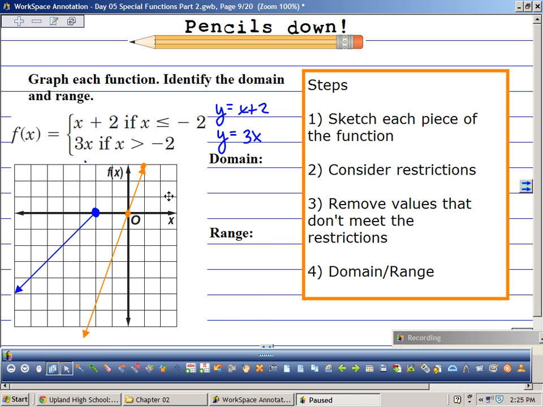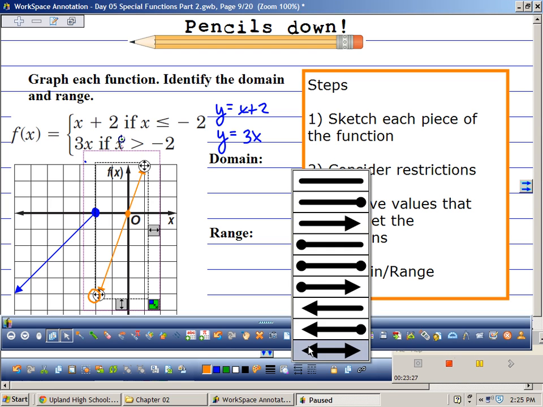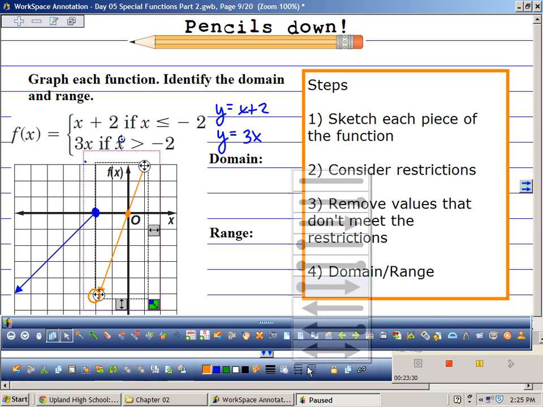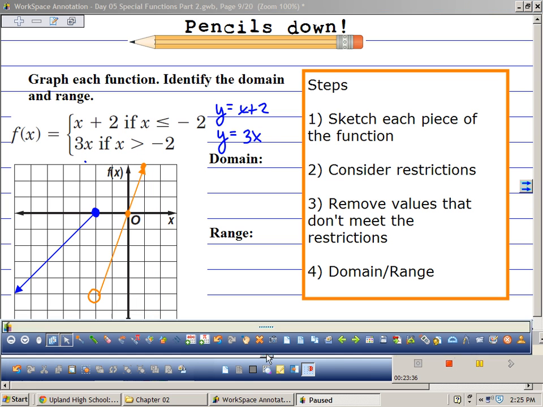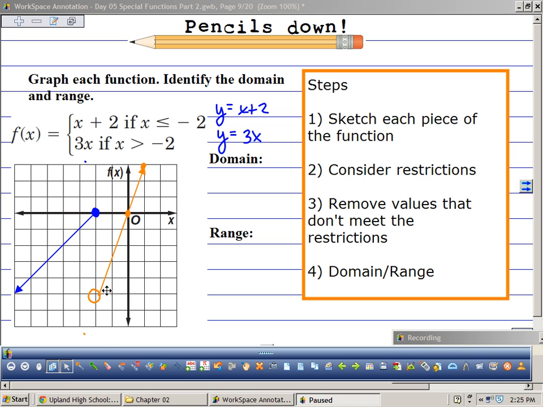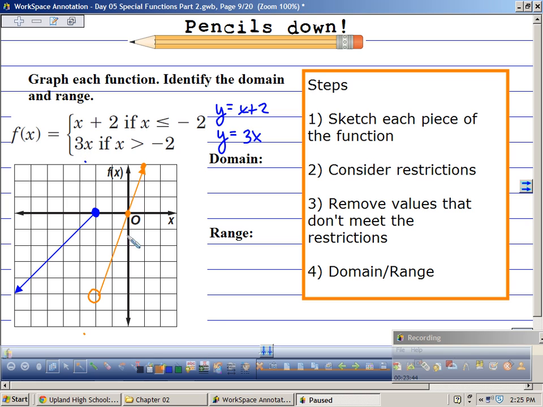What are my restrictions? X has to be greater than negative 2. Here's negative 2. Here's my graph. It has to be greater than negative 2. And this right here needs to go like that. It's not exactly on, but you guys get the idea. 3x, so line 3.